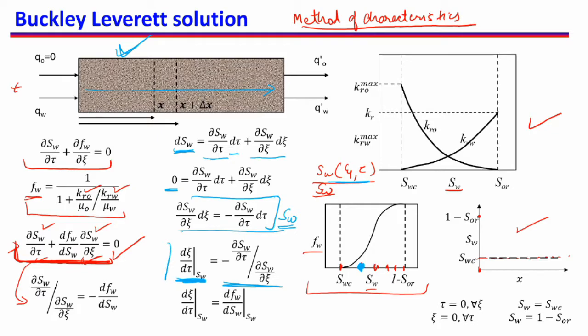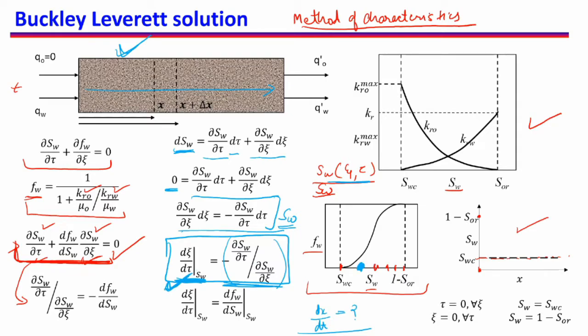So what is this telling me? This d xi by d tau is equivalent to dx by dt, and this gives us the dimension of velocity, isn't it? So we have dx by dt, which is the dimension of velocity, and on the right hand side we have some quantity. So what is on the left hand side? Because we have constant SW, this gives me the velocity of that constant SW.